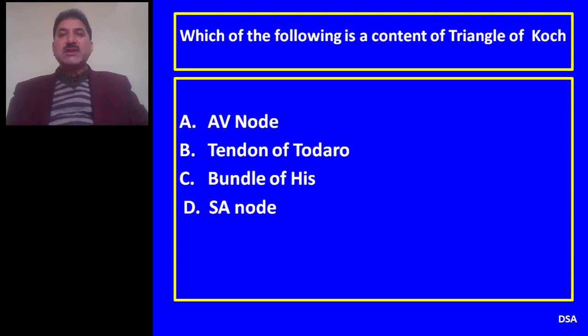Which of the following is a content of triangle of Koch? A. AV node, B. tendon of Todaro, C. bundle of His, D. SA node. Correct option is A. AV node is a content of triangle of Koch. And importance of triangle of Koch lies in the fact that this triangle is used during ablation procedures.